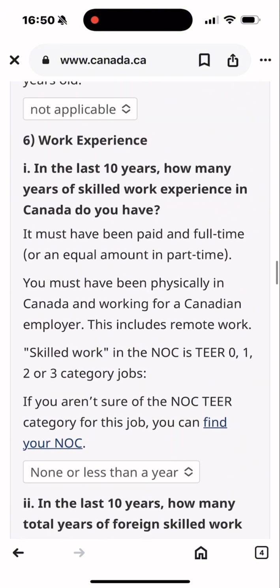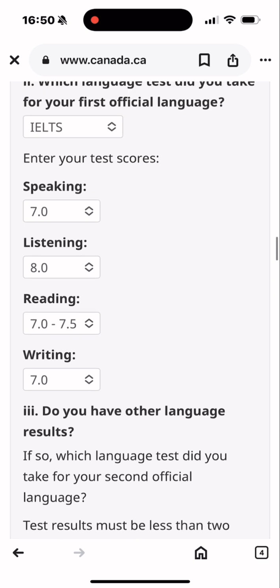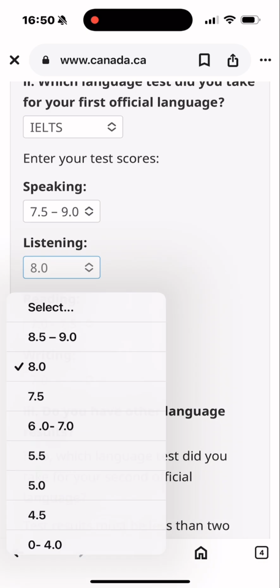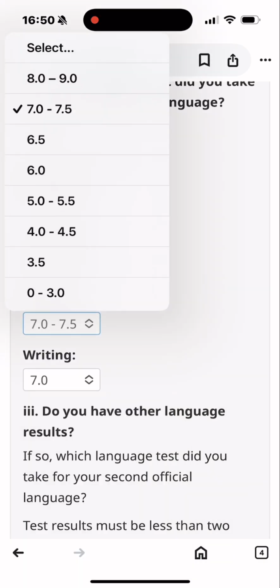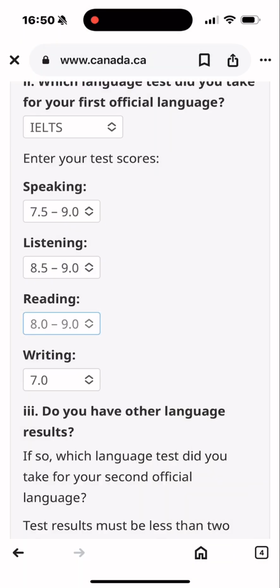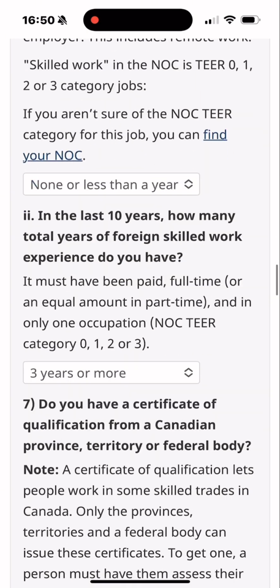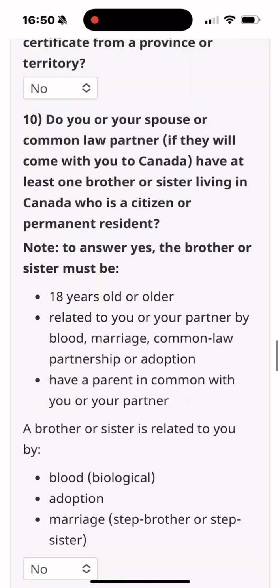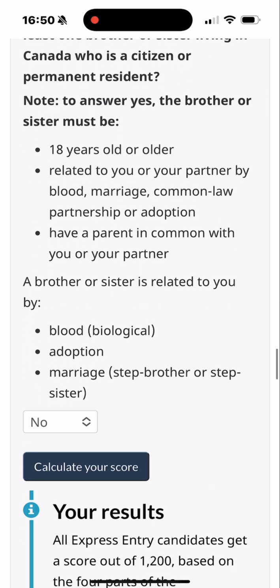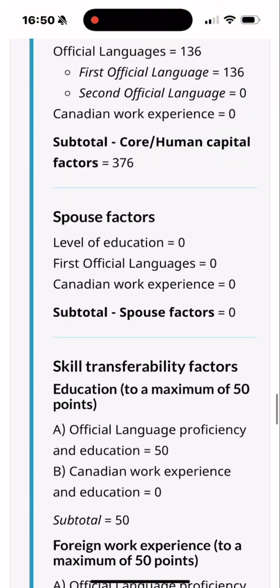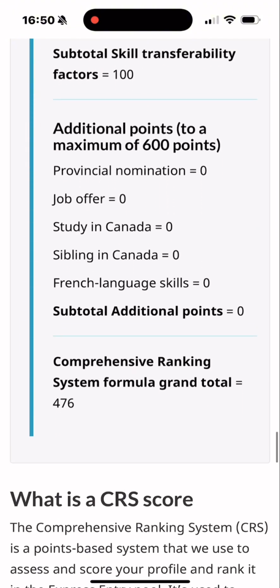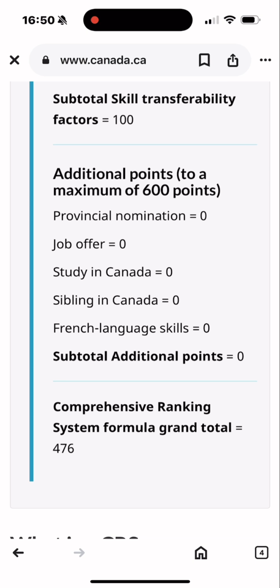What I'm trying to do now is, for speaking, listening, reading and writing, I'm picking the highest band. Then I'll go all the way down and click calculate again to see what the impact will be on your points. You can see that the total points now has increased to 476. So you can see how that has helped in improving the score.